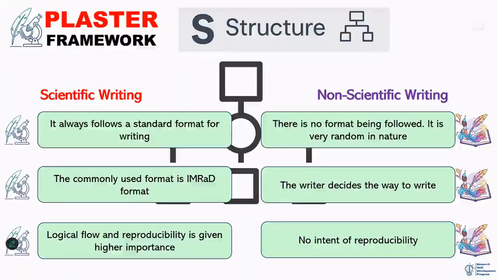Then logical flow and reproducibility are given higher importance in scientific writing. Logical flow, because this IMRAD we follow is a logical flow. We understand in the introduction what the problem is, to solve that problem what method we follow, what we got, and how it is useful. So all these things go in a logical flow, because we can reproduce these kinds of things keeping one idea, and we can keep on getting the results in that particular format again and again. It will be easy.